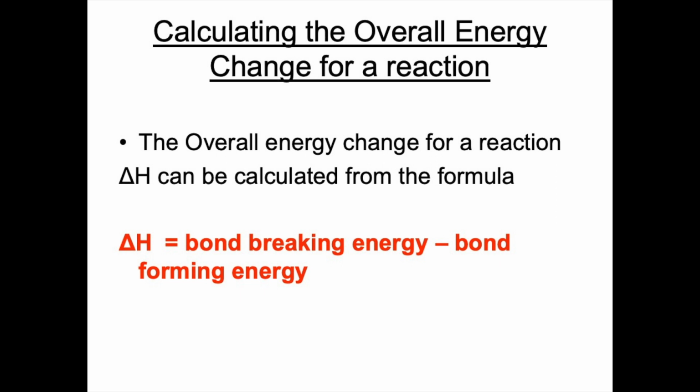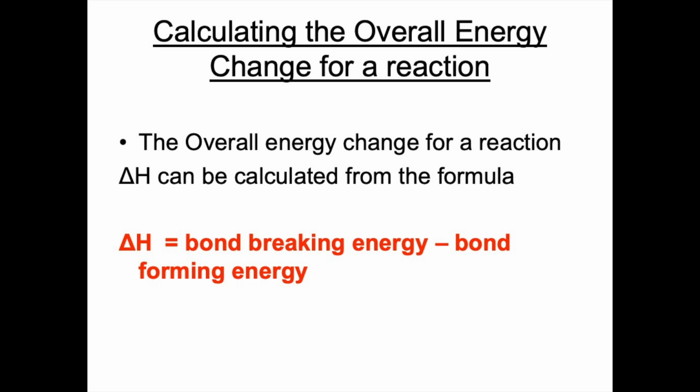In the next part of the video, we're going to look at how we calculate the overall energy change that takes place during a chemical reaction. And we're going to show you how we do this using what we call bond energy data. When we're talking about an energy change in a chemical reaction, we're talking about the heat energy change, represented by delta H. Delta means change and the H represents the heat energy. So we're measuring delta H, the change in heat energy during a chemical reaction.